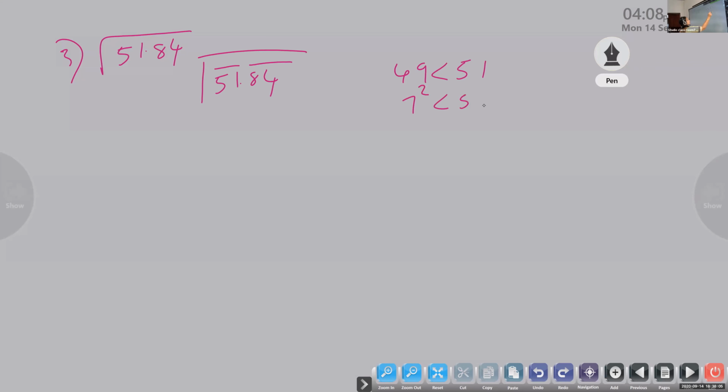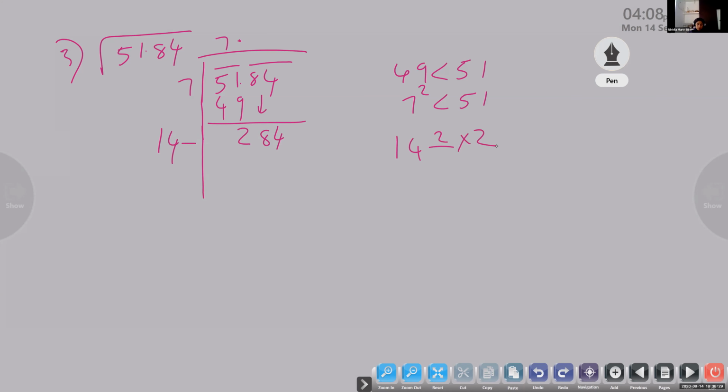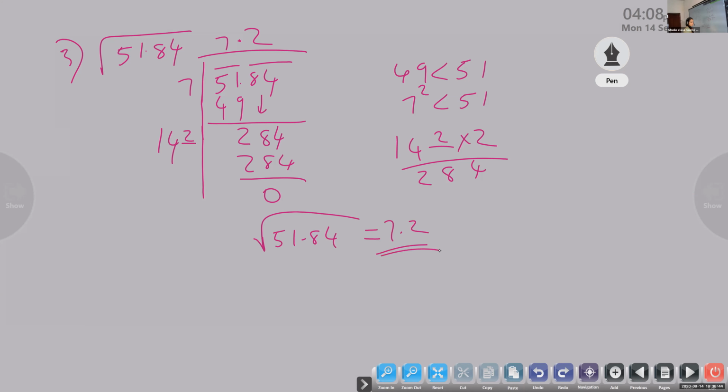7 square is less than 51. 7 is the first quotient and divisor, 49. Subtracting we will get 2. Take 84 downwards. Put a decimal point. Double it, 14. Fill the dash: it will be 2. 2 into 142 is 284. So here it is 7.2, remainder 0. Root of 51.84 equals 7.2.